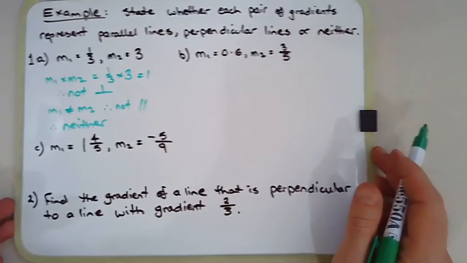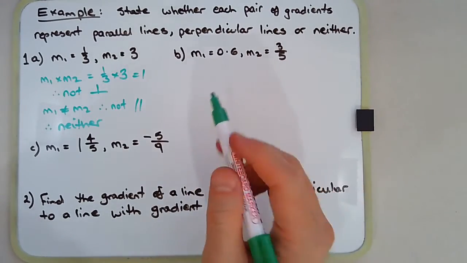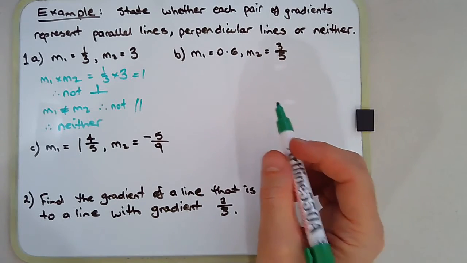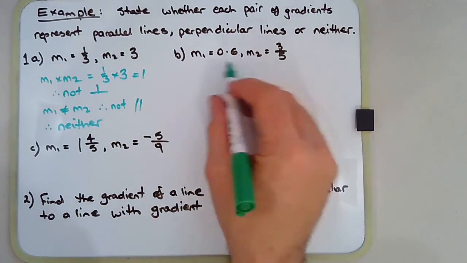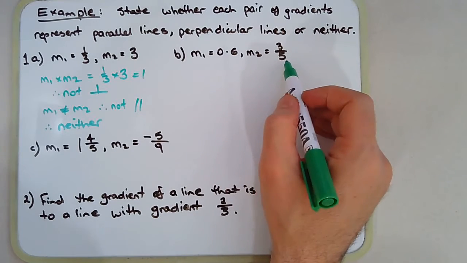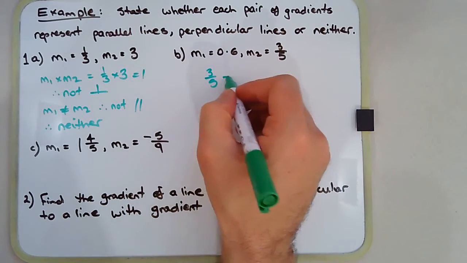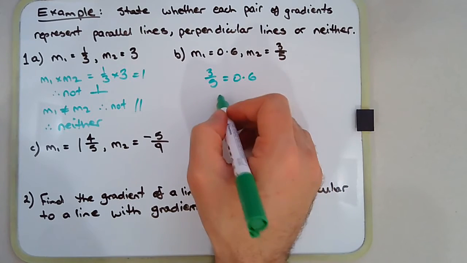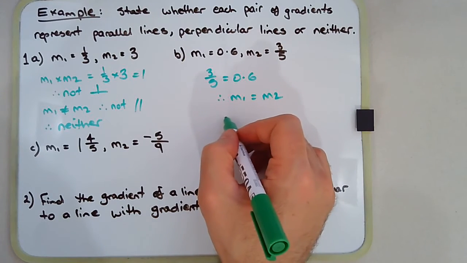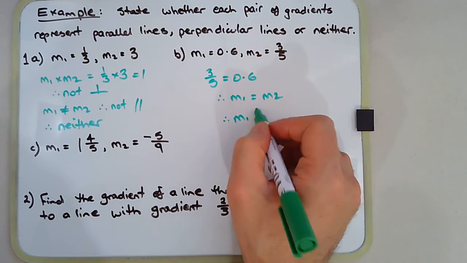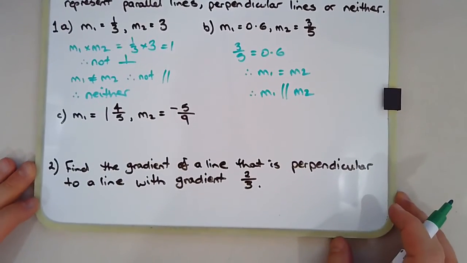What about part B? M1 equals 0.6, M2 equals 3/5. So let's check M2 and compare it to M1. Well, 3/5 is the same as 0.6. Therefore, M1 equals M2. Therefore, M1 is parallel to M2.